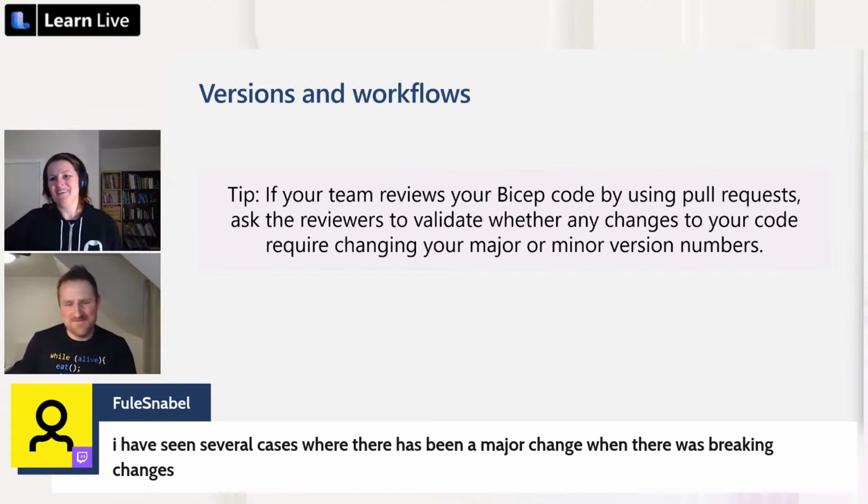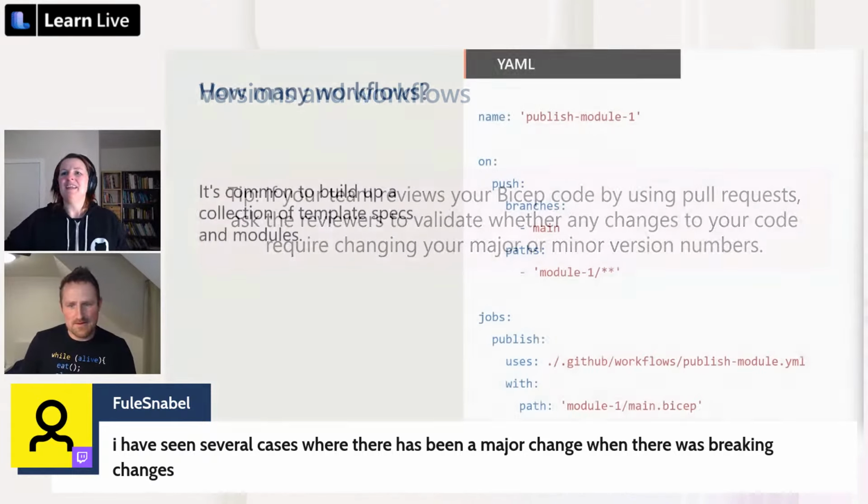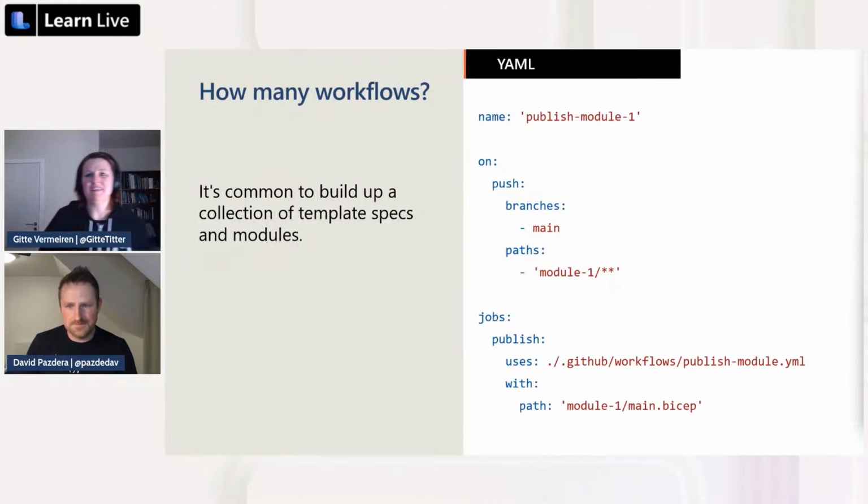Exactly. One of the things there as well, as you already mentioned, David, is if you have this folder structure with multiple modules and multiple template specs, and each has its own version, then the question becomes, how many workflows do I now need to create? And this is what you see on the slide: one workflow specifically for the module one. You see it triggering on that module one path on the main branch.